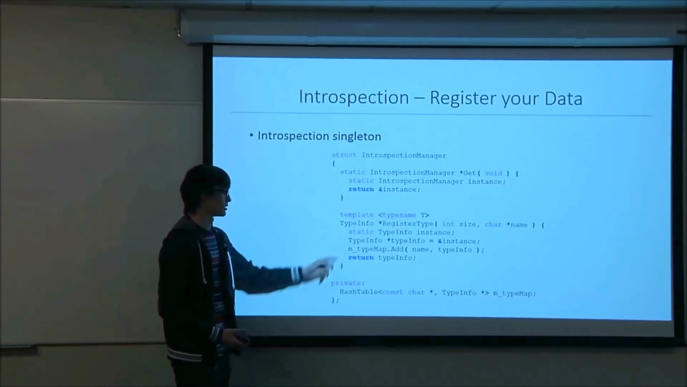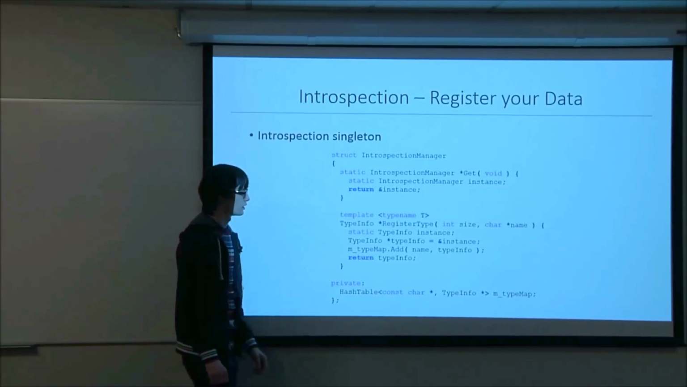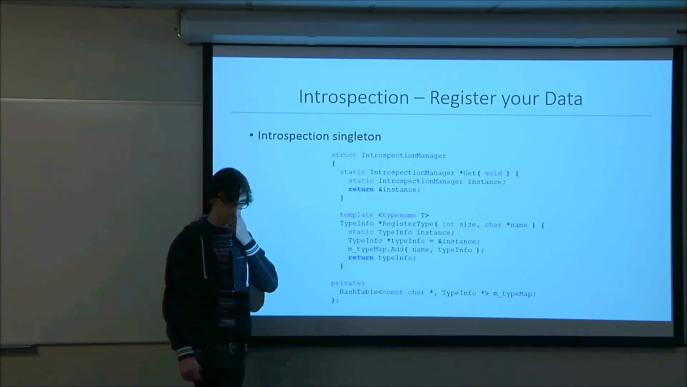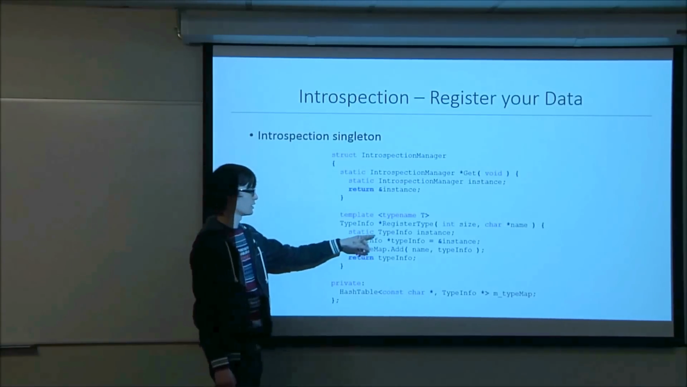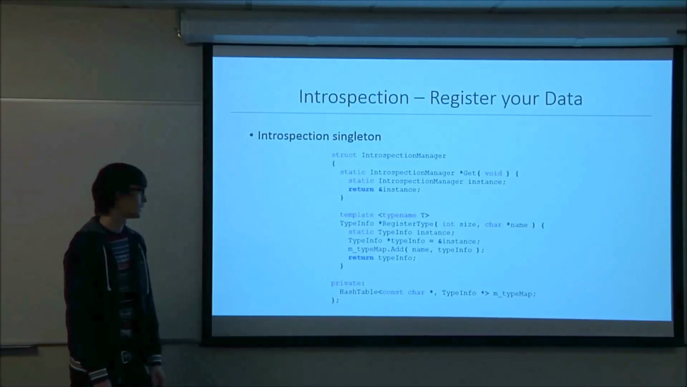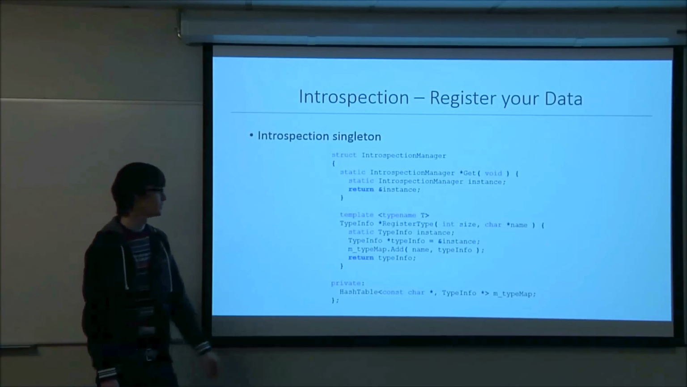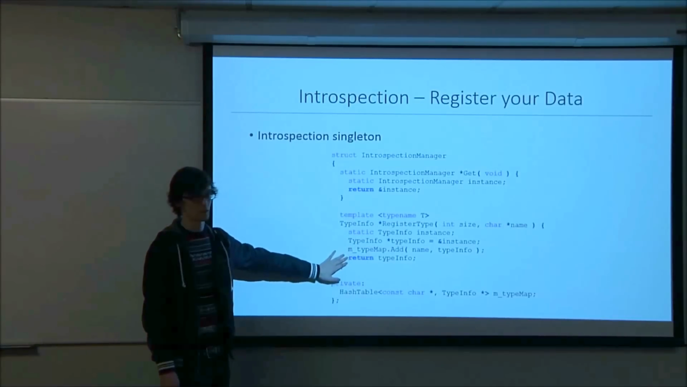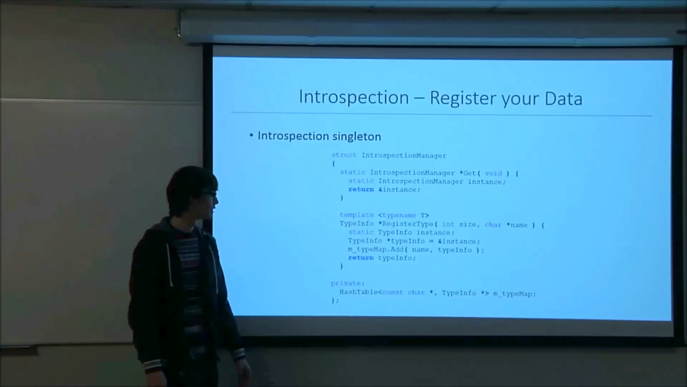And this is what register type might look like. You can see that the type info struct is static as well. So you get one of these type info structs for each type passed in as a template type. And then after you construct a type info struct, you put in data, like any data that you want to know about a type in there.